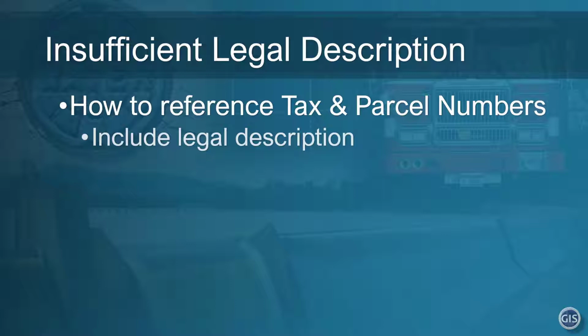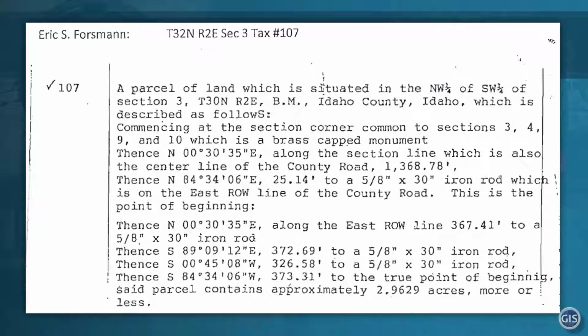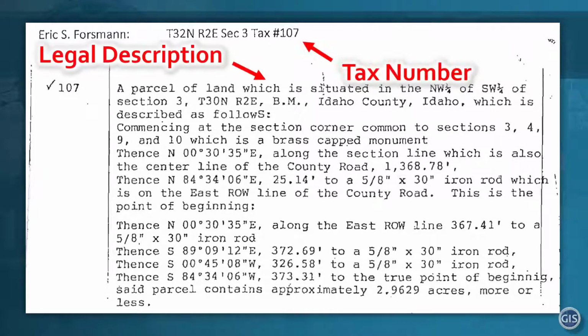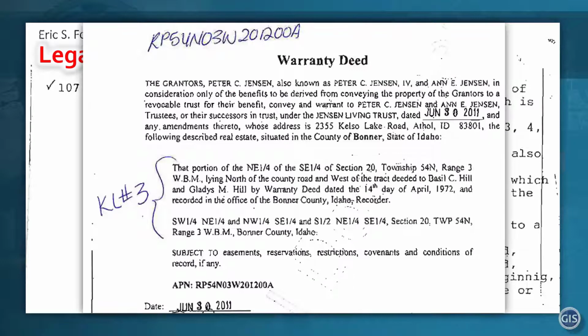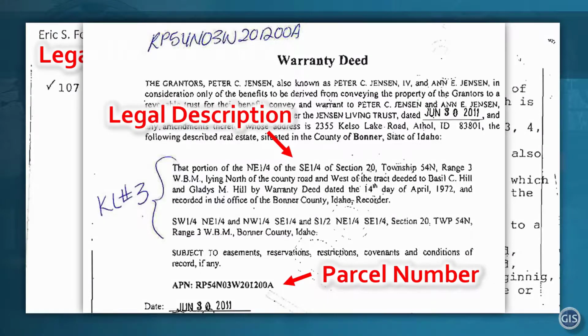This is typically found on the deed. Here is an example of a legal description for tax number 107. At the top is a reference to the tax number, and following that is the legal description associated with it. Here is an example of a legal description for a parcel number. At the bottom is a reference to the parcel number, and the above text is the legal description.